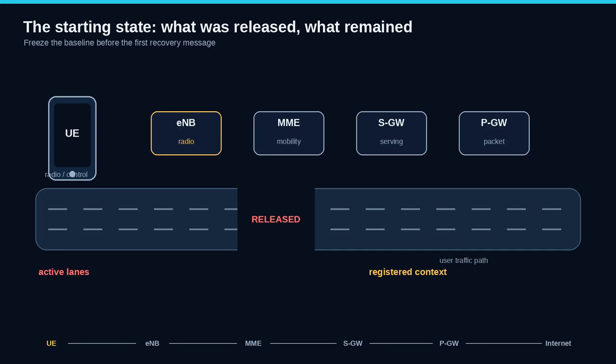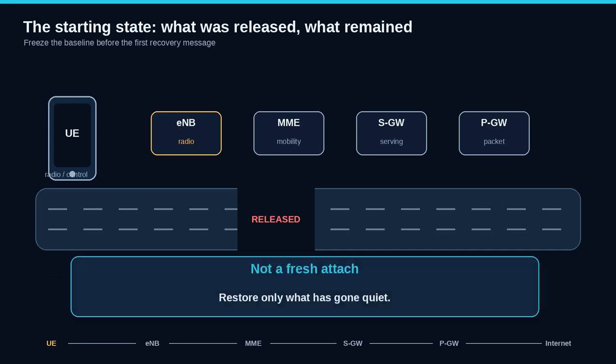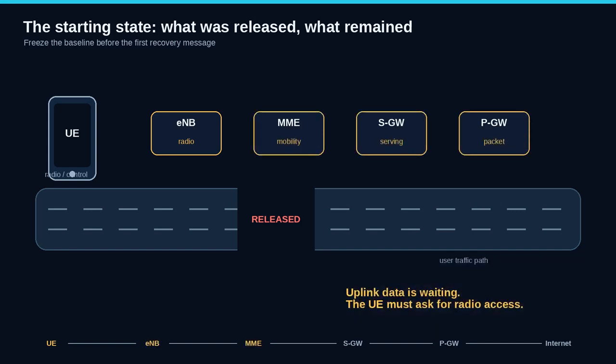This distinction matters because a full attach would solve a larger problem than the one we actually have. A fresh attach would establish registered identity and service from scratch. Here, the network can work from context that already exists, then restore only what has gone quiet. In our road metaphor, the address book and permit remain available, but the temporary lanes are closed.